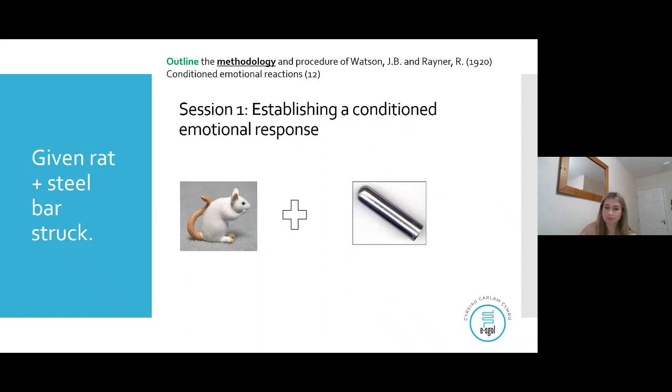Okay, so in session 1, they wanted to establish a conditioned emotional response. So they paired the rat, which was the object that they found that he liked the most, because they tested it on, they gave him a rat, a rabbit, a dog, they gave him fire, and the one that he liked the most was the rat. And so they thought, right, this is the one that we're going to make him phobic of. So the first thing they did was they hit a steel bar to make a really loud noise, because they wanted to make that association between the rat and a loud noise. So they would give him the rat and make a really loud noise to establish that emotional response.